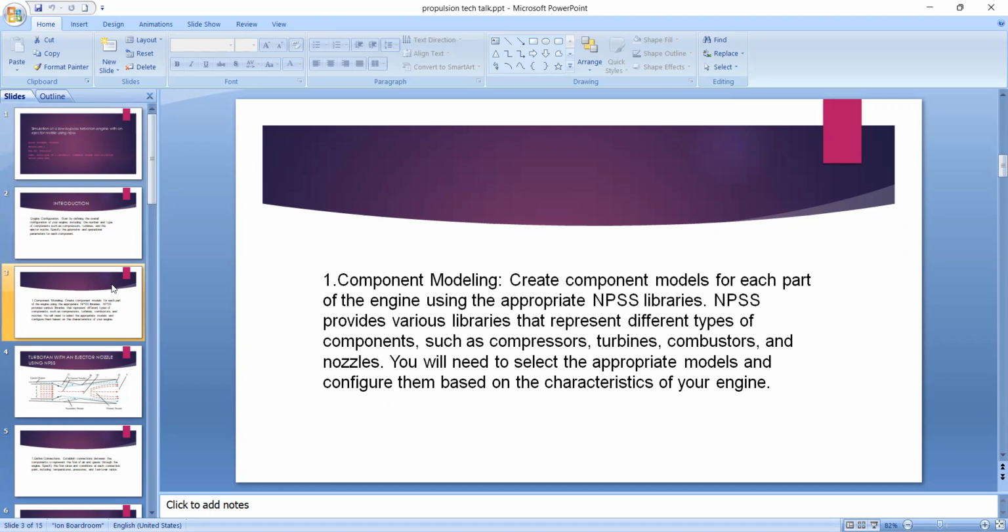Component modeling. Create component models for each part of the engine using the appropriate NPSS libraries. NPSS provides various libraries that represent different types of components such as compressors, turbines, combustors, and nozzles. You will need to select the appropriate models and configure them based on the characteristics of your engine.